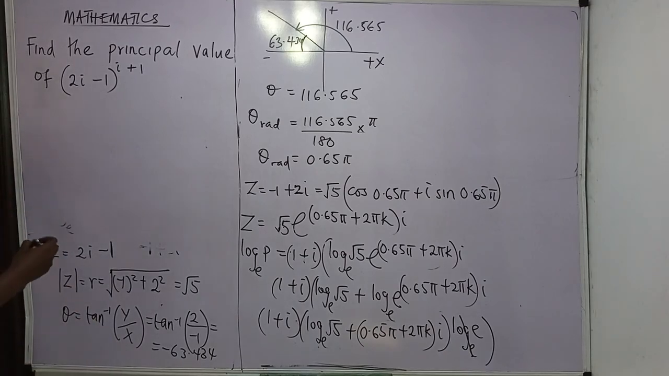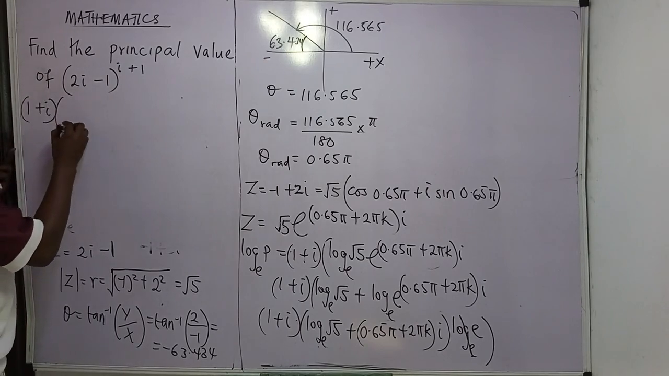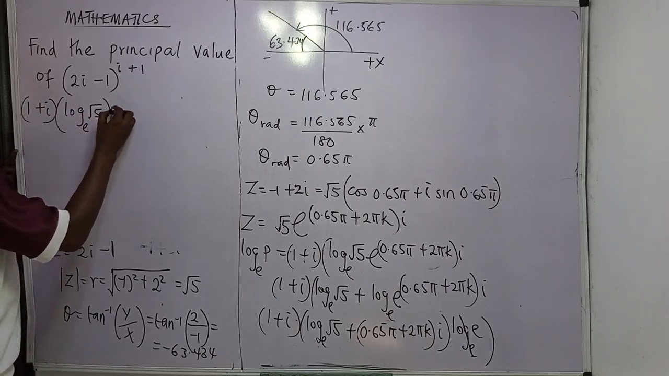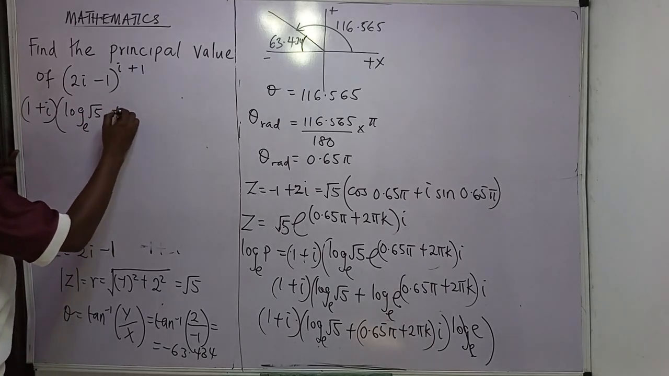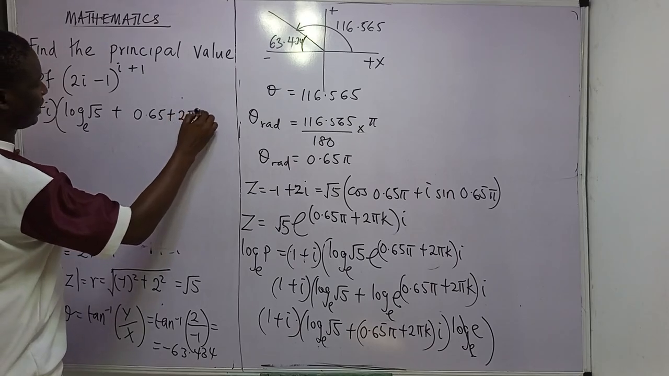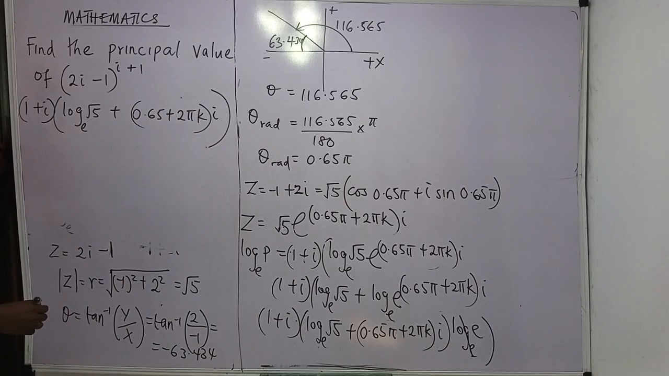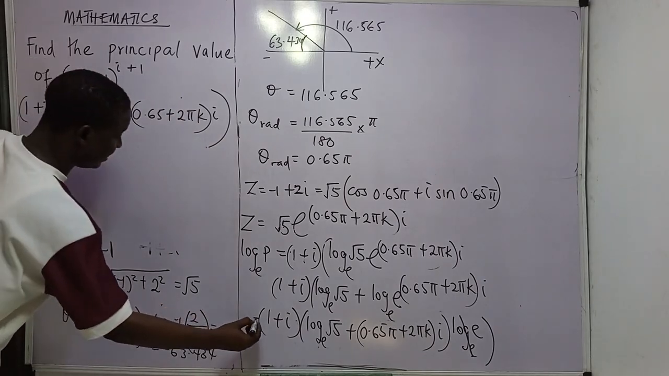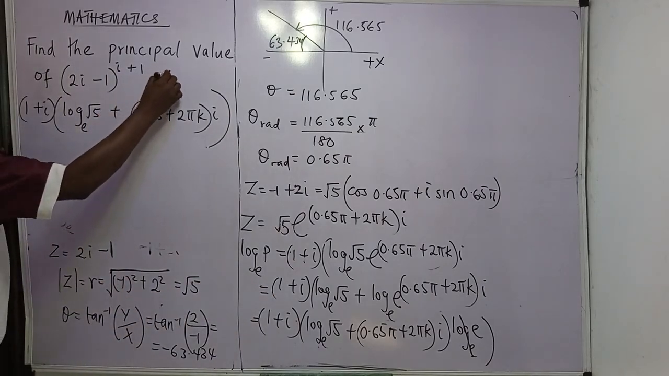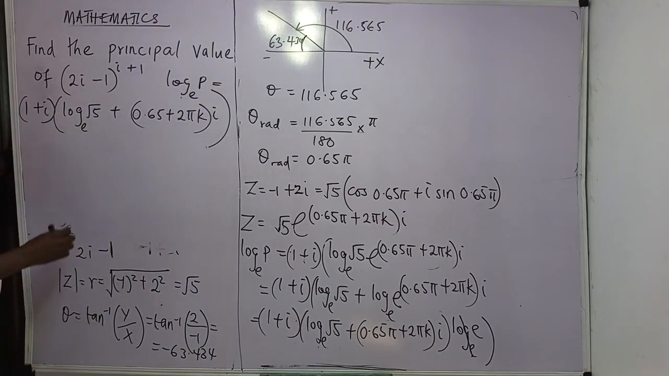Now, we open the bracket. 1 plus i into bracket what? Log to base e to the square root of 5, plus 0.65 plus 2 pi k i. Now, we open the bracket. Don't forget, everything is equal to what? Log to base e. Everything. That means log to base e to the power of p is equal to everything. Now, what do we do?